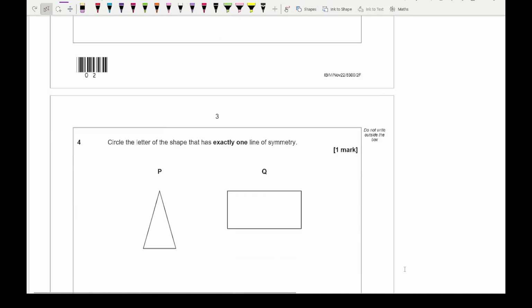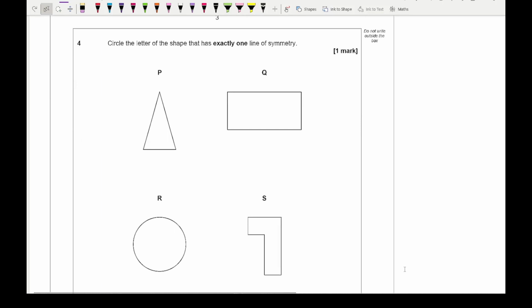degrees. Then moving on to question 4, it says circle the letter of the shape that has exactly 1 line of symmetry. So here for Q we've got 2 lines of symmetry, which are these 2 here. With a circle there is an infinite number of lines of symmetry. For S there are 0 lines of symmetry, so the correct answer is going to be P, where the line of symmetry is drawn, so I'm just going to circle P.